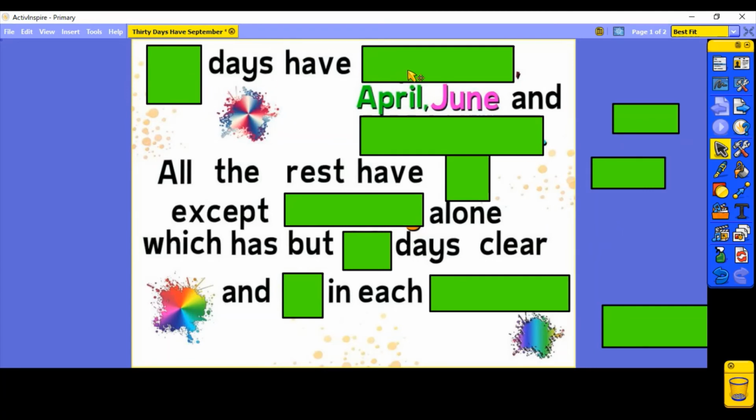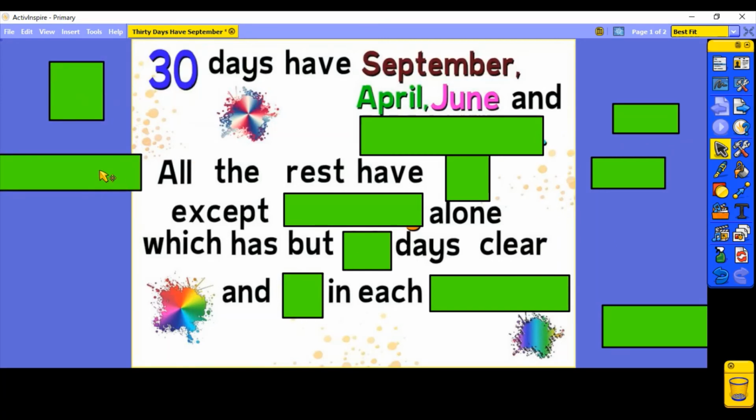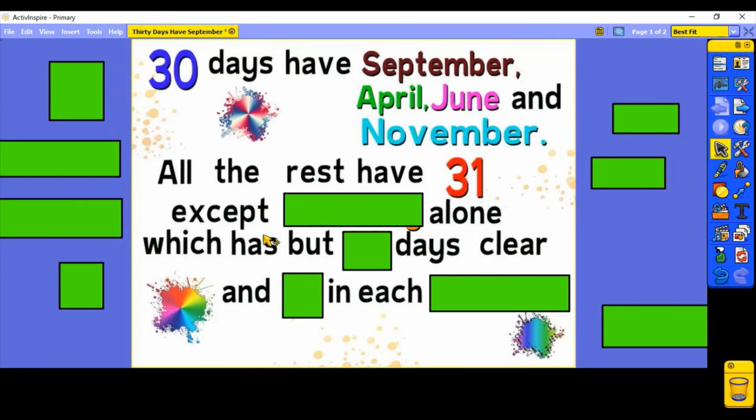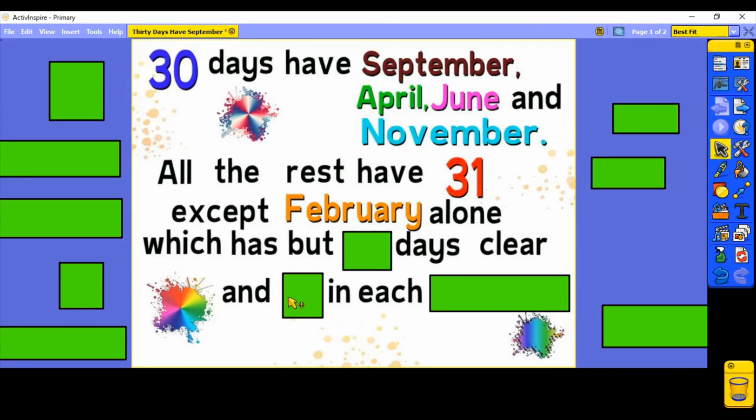30 days have September, April, June and November. All the rest have 31 except February alone, which has but 28 days clear and 29 in each leap year. Well done. So you can keep learning that at home. You can pause the video so you can see the poem on the screen and see if you can remember it. I'm just going to take them off for a minute.